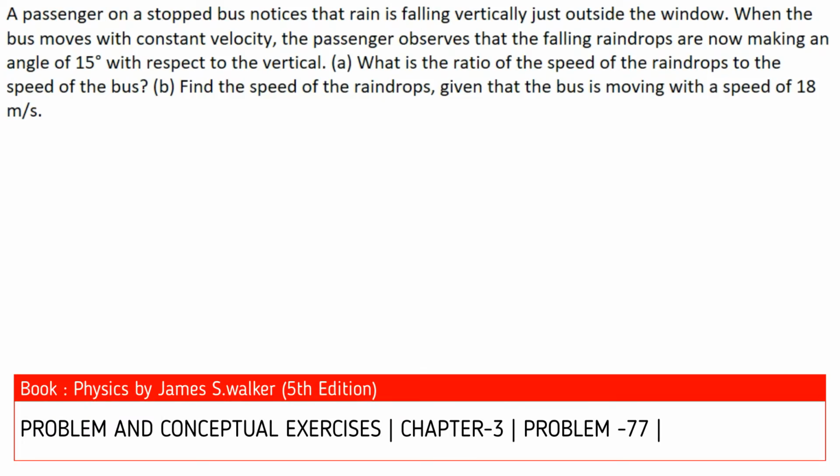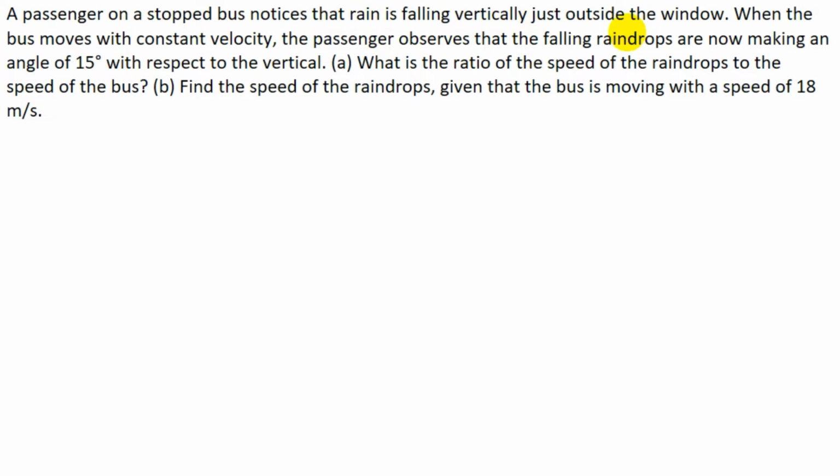Now in this question we are given that a passenger on a stopped bus noticed that the rain is falling vertically just outside the window. So he noticed that the rain is falling vertical. This is the velocity of the rain relative to ground, because at this moment the bus is standing, not running.